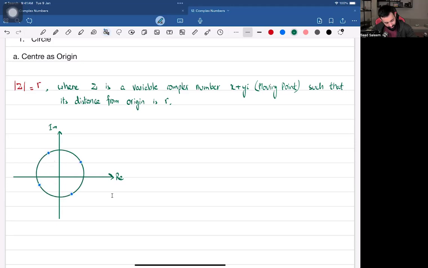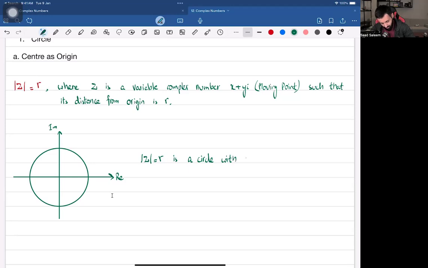So if there is a complex number such that its distance from the origin is equal to r, a fixed distance, then that is going to be a circle with center origin and radius r. So what does that mean? That means if you have modulus of z equals r, this is going to be a circle with center origin and radius r.